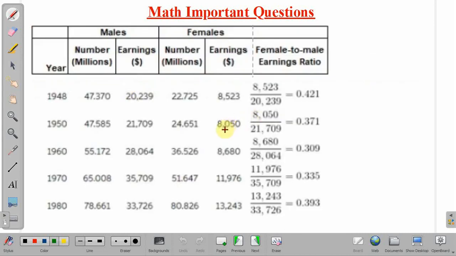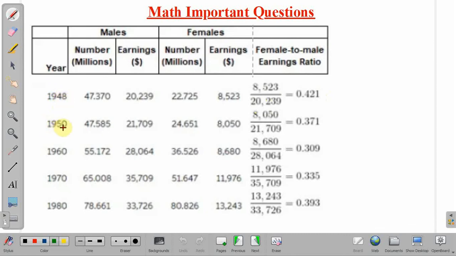So you can see here, simply we have added this column, and here we have calculated the ratio as, see, this is earning of females. So it will be 8,523 divided by earning of males, which is given as 20,239. So 8,523 divided by 20,239 will be equal to 0.421 after rounding to 3 decimal places. Okay, this is for the year 1948.